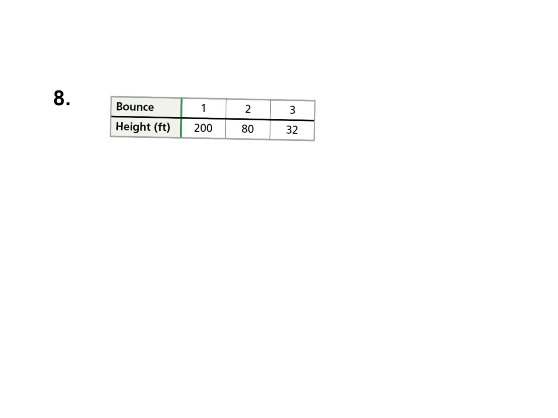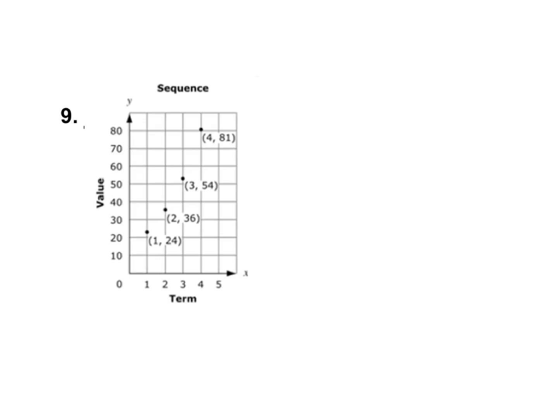So the easiest way to find that common ratio is to take 80 and divide it by the previous term. I could have taken 32 divided by 80. That would have been fine too. So 80 divided by 200. And when I do that, I get 0.4. So our common ratio is 0.4. And again, if you multiply 200 times 0.4 and then took 80 times 0.4, you're going to find that it will complete the sequence. All right, question number 9.